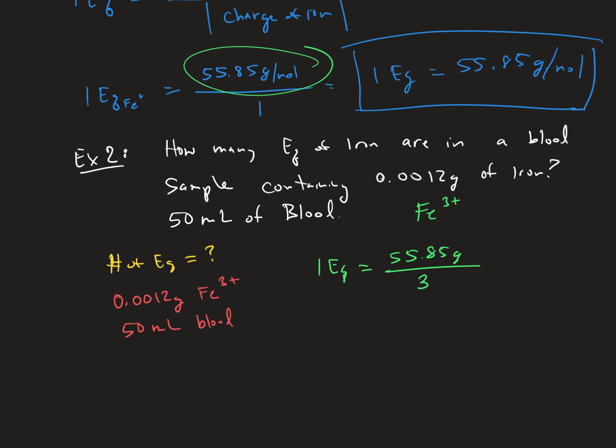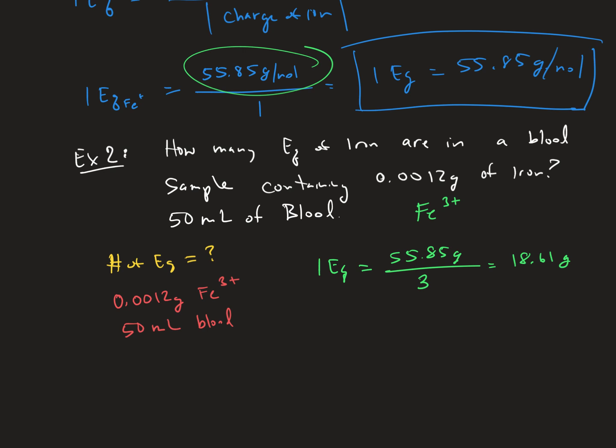Because the charge of iron 3 plus is 3. That's it. And we divide that by 3 and we get 18.61 grams per equivalent. 18.61. Grams equals one equivalent, right?